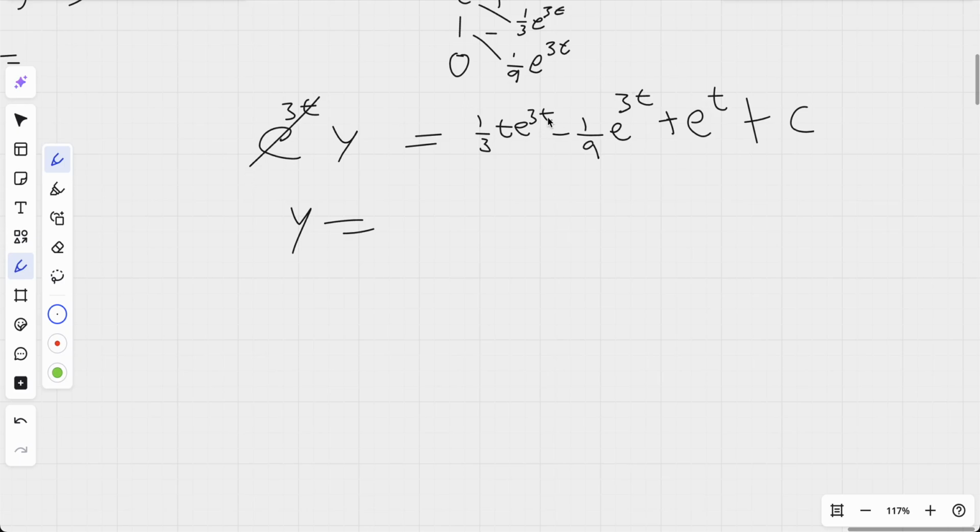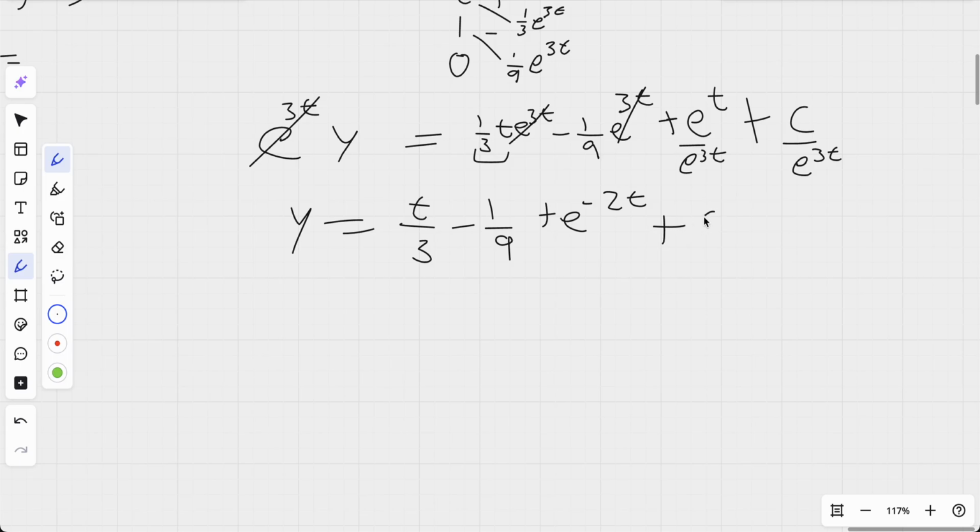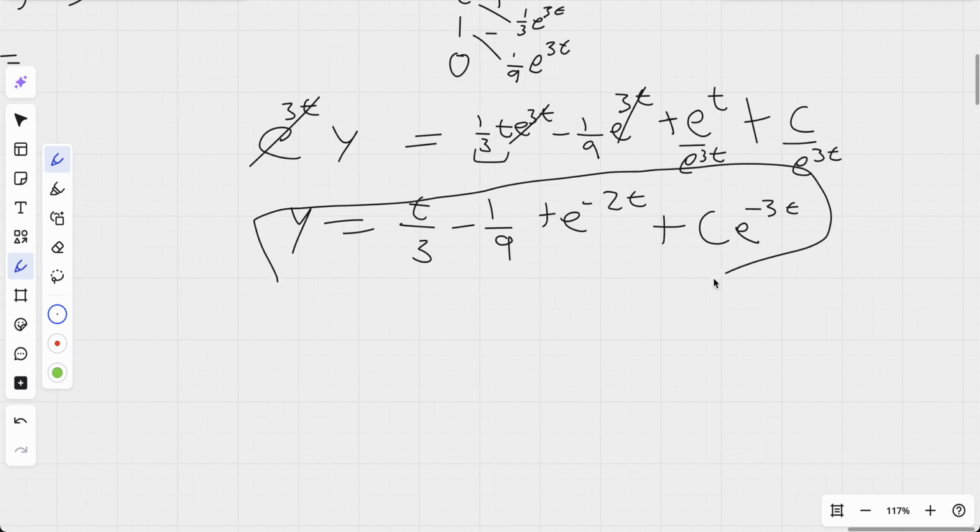So this cancels. We divide through, this is over e to the 3t, and this is also over e to the 3t. So this ends up becoming t over 3, minus 1/9. This simplifies to plus e to the negative 2t, and then plus c times e to the negative 3t. And that's the final answer to the problem.